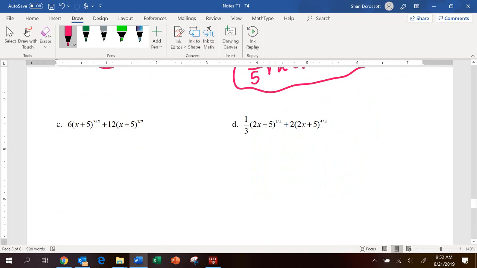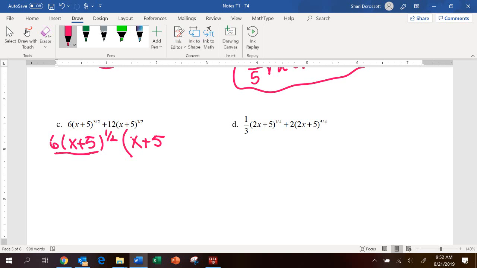What's the greatest common factor of 6 and 12? 6, x plus 5. What's the power I would take out? 1/2. So now I have to do this term divided by all of this right here. So if I do that, 6 and 6 cancel. This to the 3 halves divided by this to the 1 half is just going to be what? Just x plus 5 to the first. It's not 1, it's x plus 5 to the first.